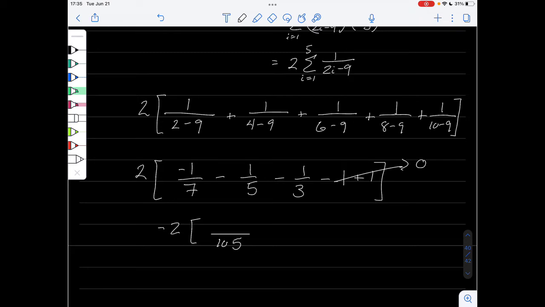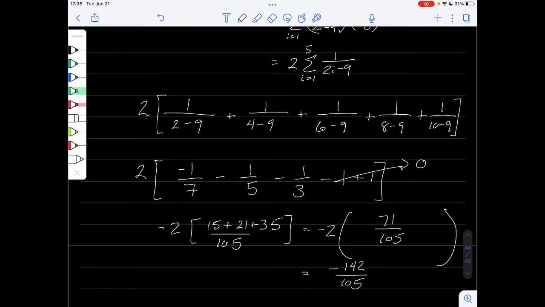We just need to multiply each fraction by the other two denominators multiplied together. So it's going to be 15 plus 21 plus 35, all over 105. So this is negative 2 times 15 plus 35 is 50, so that's 71 over 105, or negative 142 over 105.